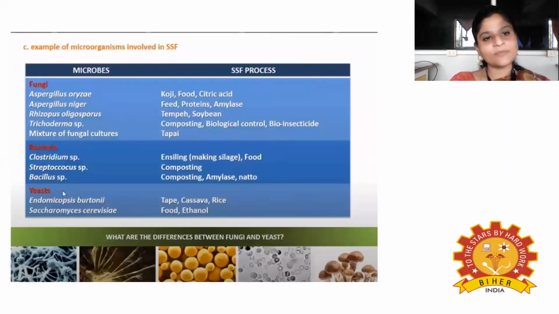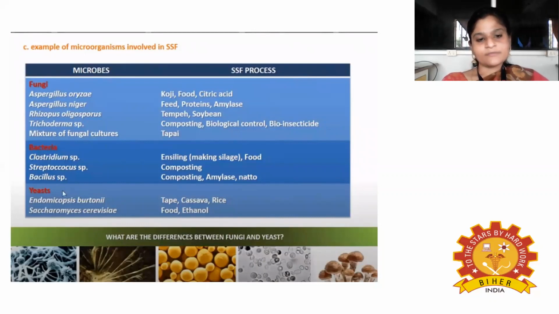So now, examples of microorganisms that are involved in the solid state fermentation process. I've just given a few examples. For fungi, I've given Aspergillus, Aspergillus niger, Trichoderma, all these organisms, and for what process they are used. I've just mentioned a few processes with examples. In the case of bacteria, you can see Clostridium species, Streptococcus, Bacillus species there. And in the case of yeast, you can find Saccharomyces cerevisiae. So you can see there for food and ethanol, for the bioethanol process here.